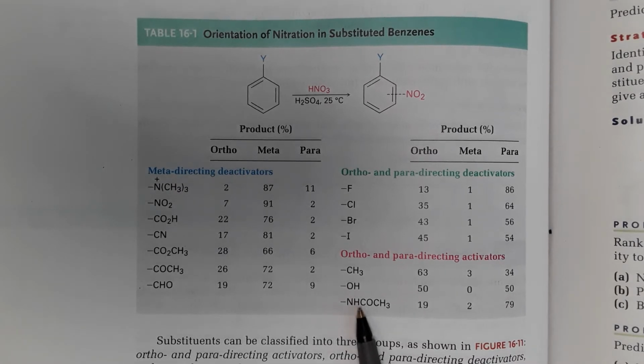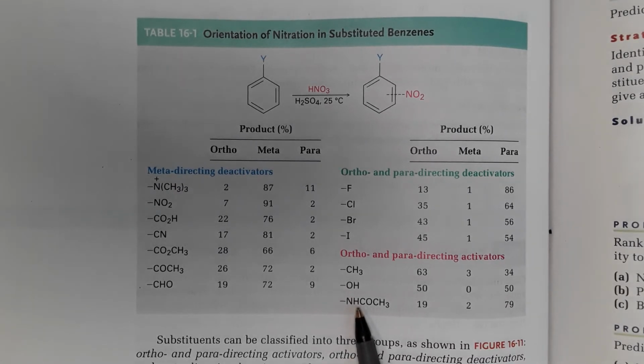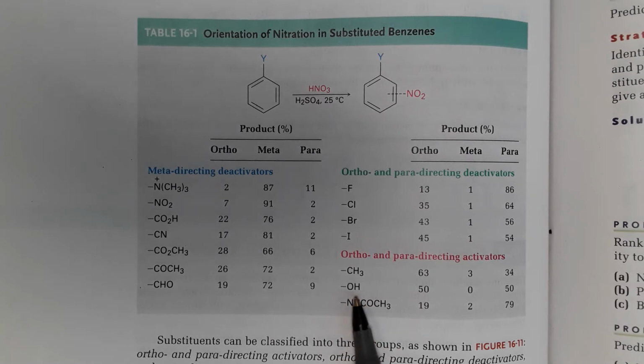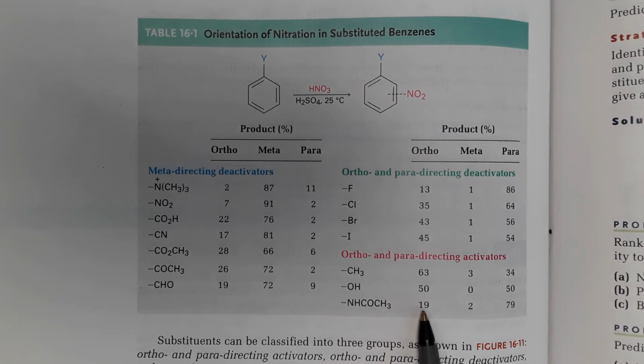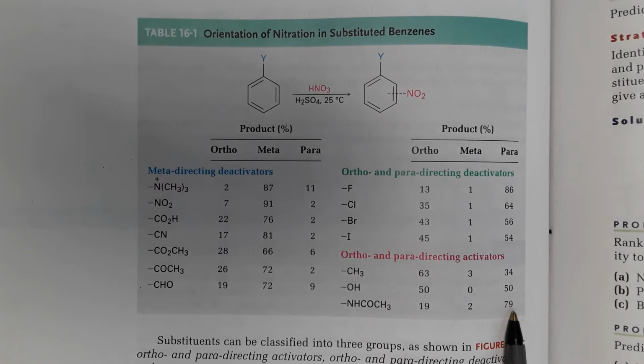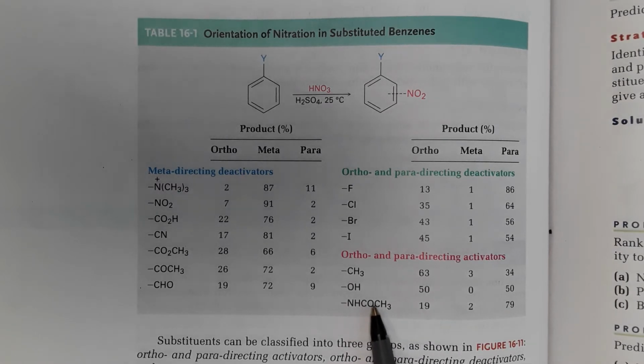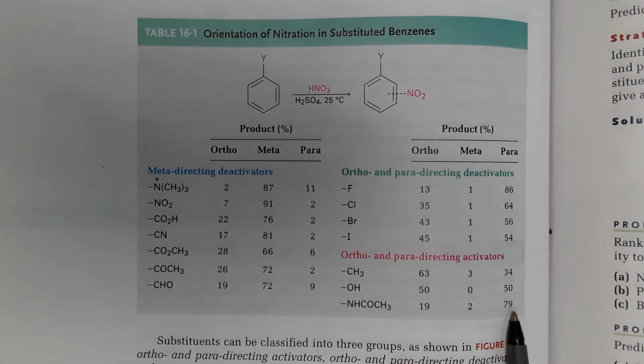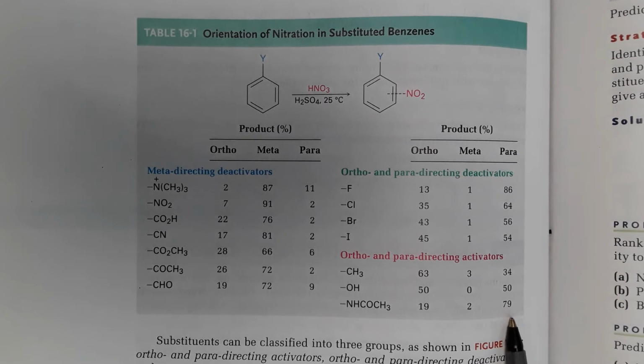When you have a bigger group here, this is an amide group, NH, carbonyl, and methyl group. When you have a more bulky group, what happens? You don't see nearly as much ortho product, and you see a lot more para product. So this branching that is occurring here on this substituent crowds the ortho position, slows it down, and then favors the para position.